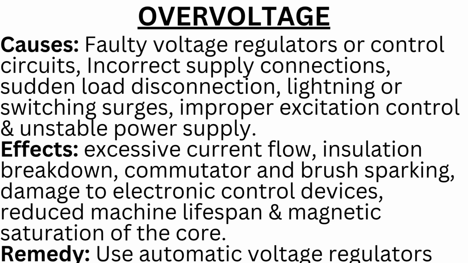Causes. Faulty voltage regulators or control circuits, incorrect supply connections, sudden load disconnection, lightning or switching surges, improper excitation control and unstable power supply. Effects. Excessive current flow, insulation breakdown, commutator and brush sparking, damage to electronic control devices, reduced machine lifespan and magnetic saturation of the core. Remedy. Use automatic voltage regulators.